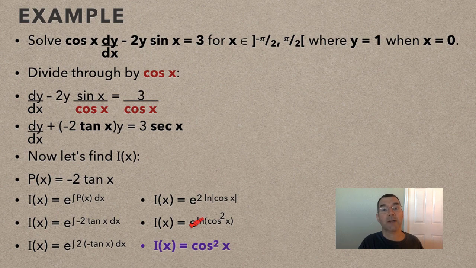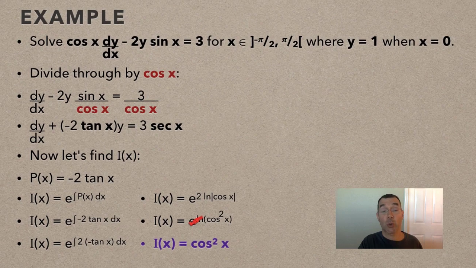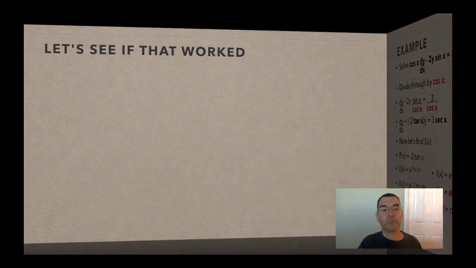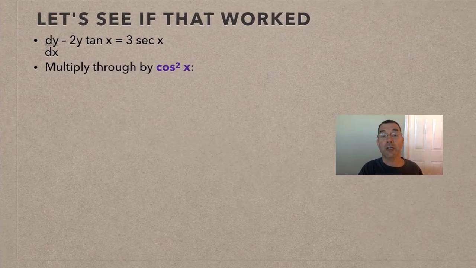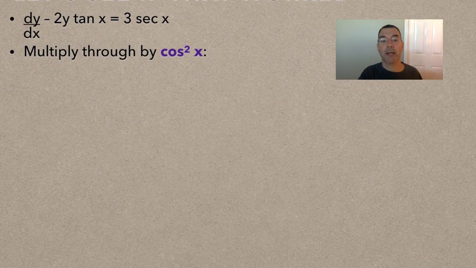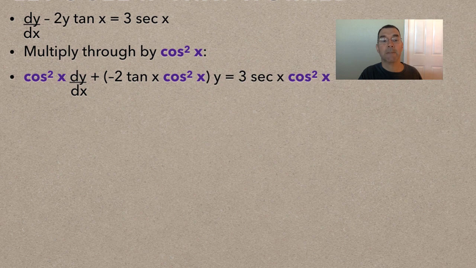So all I've done so far is figure out what I have to multiply every term in the original equation by in order to solve it. So let's see if I actually accomplish that. There's the original equation again after I had divided out that cosine x that was originally there. What I'm going to do now is multiply every single term by cosine squared of x and see what happens. Well, the first term becomes cosine squared of x dy dx plus negative 2 tan x times the cosine squared of x times y equals 3 secant squared x times cosine squared of x.